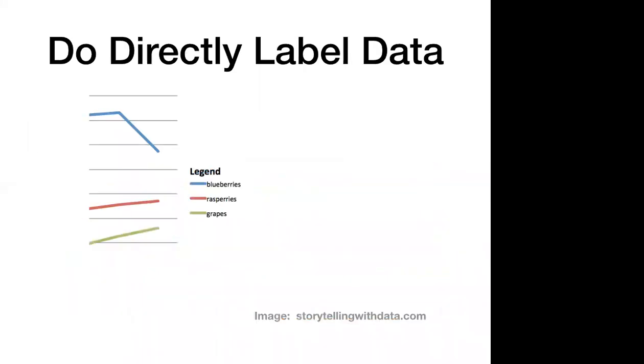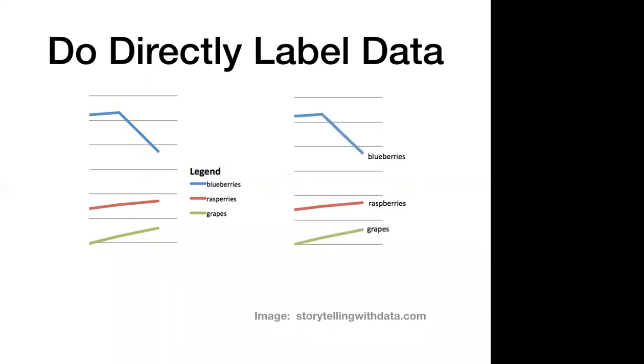Some do's: do directly label your data. Here you have a legend, where you put a cognitive load on the reader, and you really don't want to do that. You just put what it is next to it. In fact, you could even push it further and color the labels green, red, and blue to really push the connection.